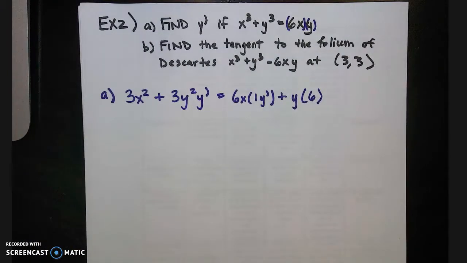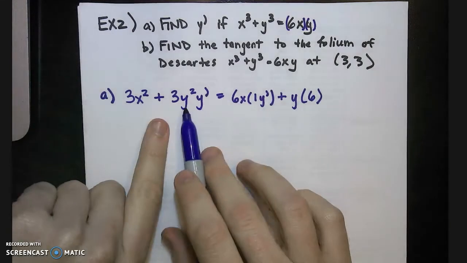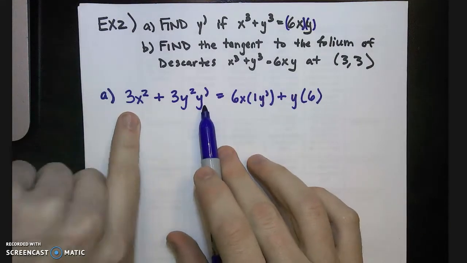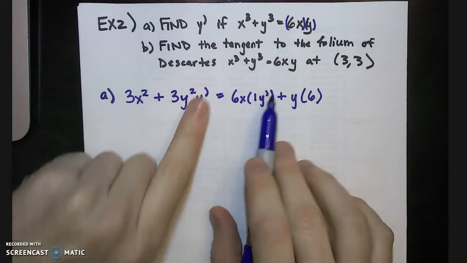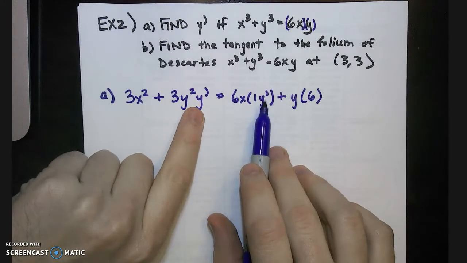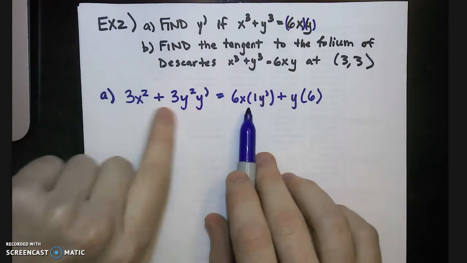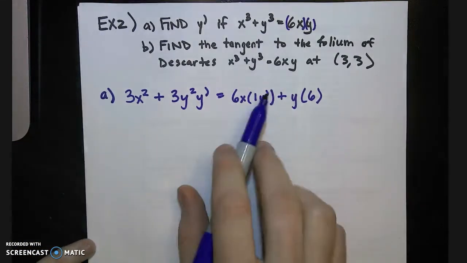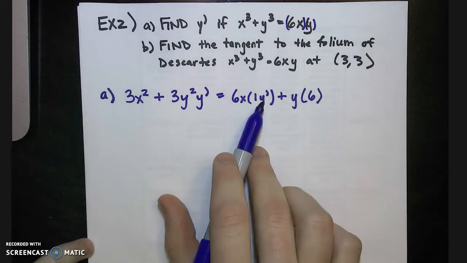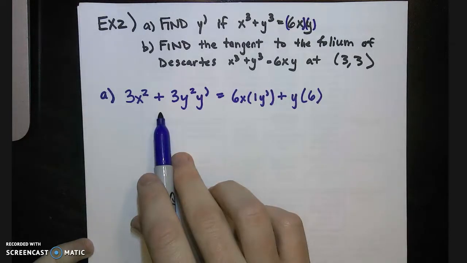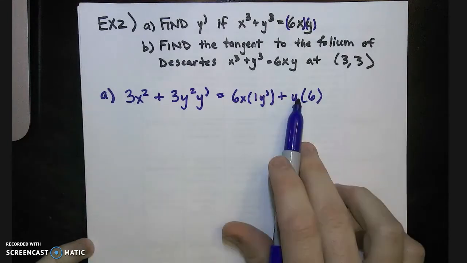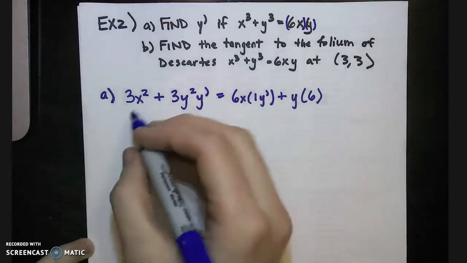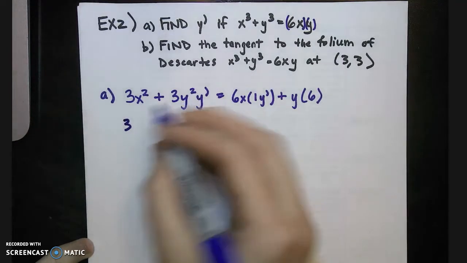So that's my derivative, but anytime you find the derivative, you then want to solve for y prime, get y prime by itself. But I've got two of them. So what I want to do here is get the y primes on one side of the equal sign and get everything else to the other. So I'm going to subtract this 6x y prime over here, and I'm going to subtract 3x squared over there. So I've got 3y squared y prime.